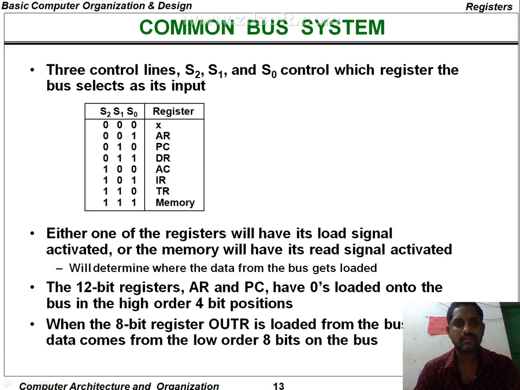Good morning, students. See the continuation of the common bus system. Three control lines S2, S1, and S0 control which register's output the bus takes as input. See, these are the three zeros, 000, it will select register X.